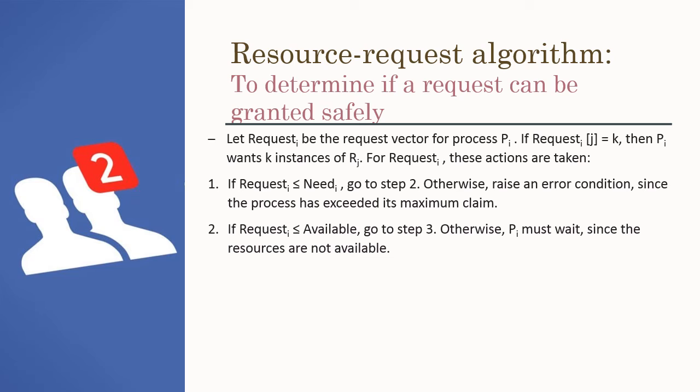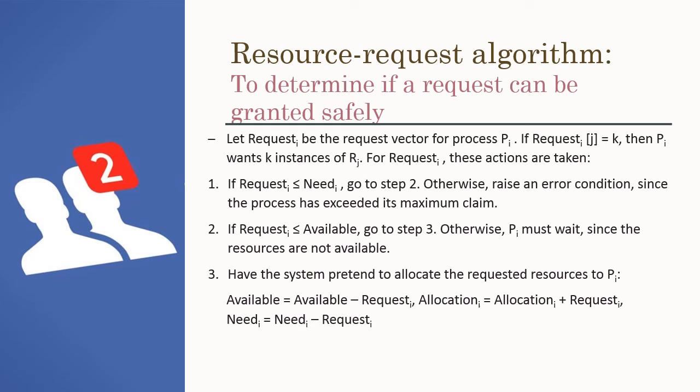2. If request i is less than or equal to available, go to step 3. Otherwise, Pi must wait since the resources are not available or free. 3. Have the system pretend to allocate the requested resources to Pi. So available becomes available minus request i. Allocation i becomes allocation i plus request i, and need i becomes need i minus request i. What we have done here is we have taken the free resources out of available and placed them in the allocation of the process Pi and subtracted them from the need of the process Pi.